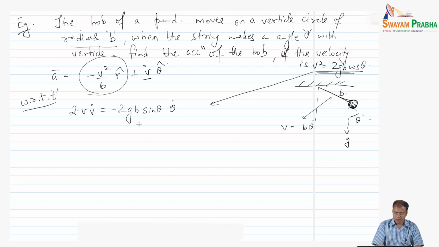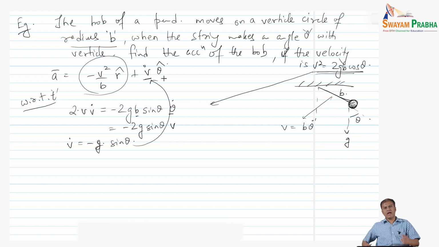So from here we see that the right hand side of this equation is negative 2g sine theta times b theta dot. B theta dot is v, right? And from here I can find that v dot is negative g sine theta. And so that's it. I plug this formula in this problem and I get my acceleration, which is what I wanted to find.